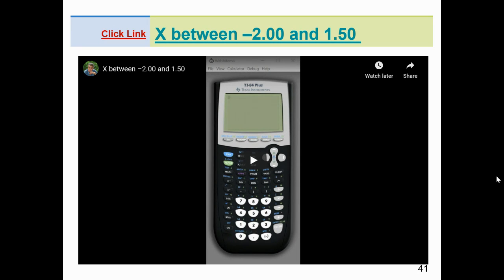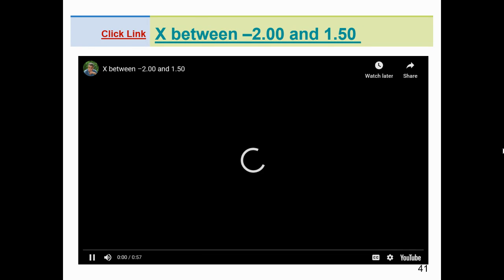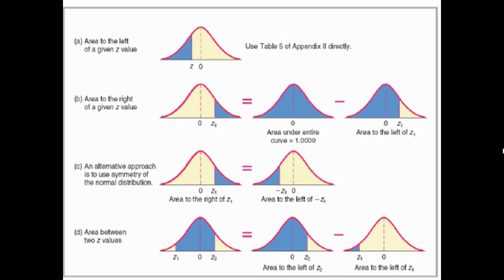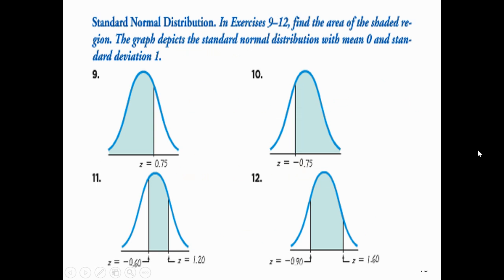Once again, I can't play it out of this video. You need to play it out of the PowerPoint. Kind of helps you out. Area to the left, area to the right. An alternative approach to finding the area in between. All right, got a handy slide to print out.